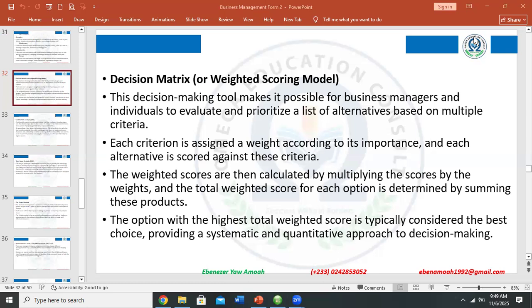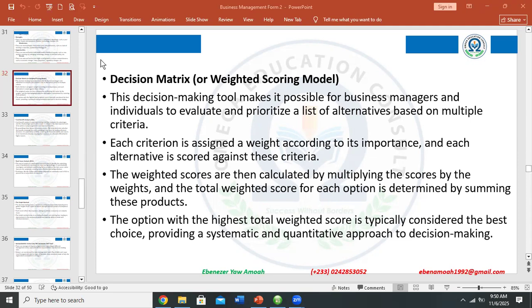It seems like there are lots of vocabulary in this one: criterion, weighted, and all that. What understanding do you get from what we have just looked at? It's a decision-making tool that makes it possible for business managers and individuals to evaluate and prioritize a list of alternatives based on multiple criteria.